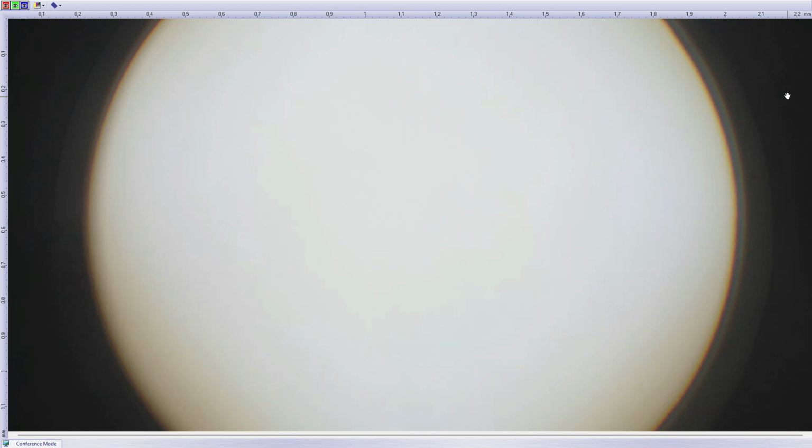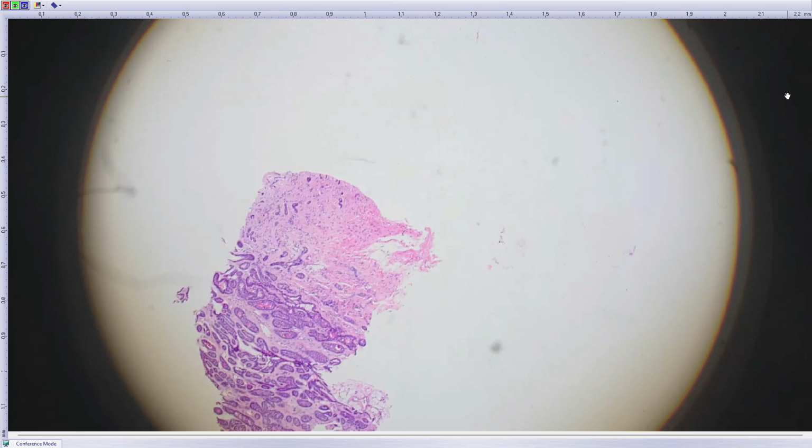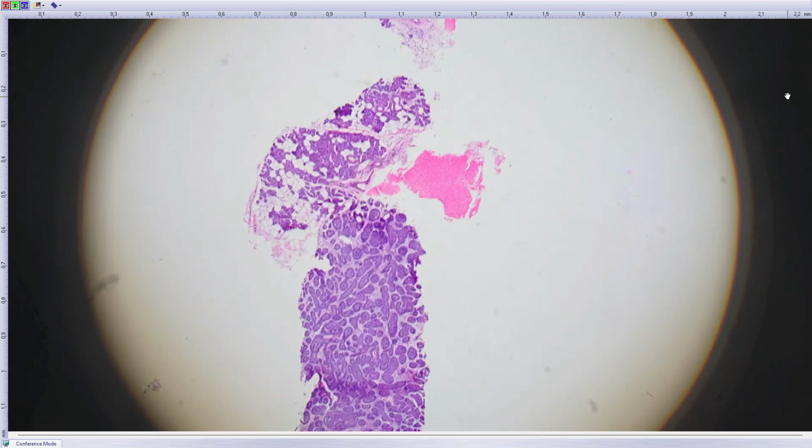Okay. The next case, although I'm not a head and neck pathologist, is again head and neck pathology, and this is a core needle biopsy from parotid gland. And you can clearly see it's a tumor there.